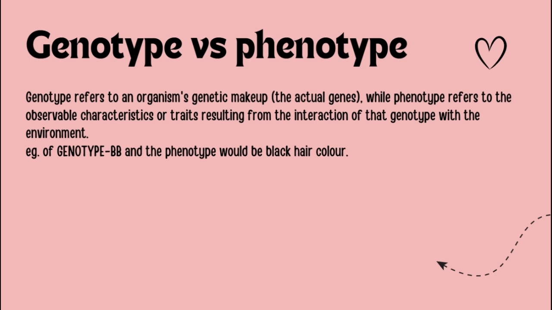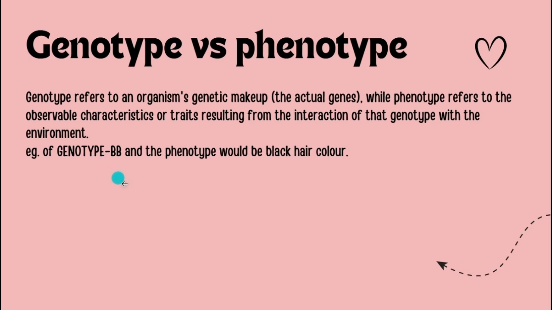Now, if we're comparing the genotype versus the phenotype, an easy way to remember this is the word geno. Just remember genetic, because both of them start with G. So the genotype is really talking about an organism's genetic makeup, and the phenotype is talking about the physical characteristics that me and you and everybody can see. So genotype, genetics, and then phenotype, physical characteristics, right?